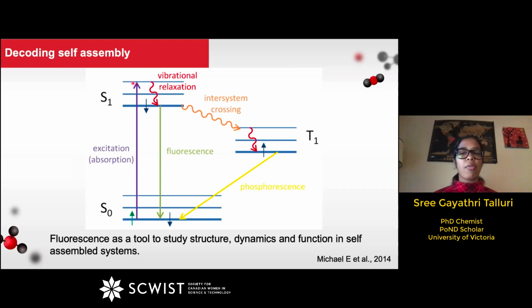Typically, it is on the order of 10 to 100 nanoseconds, and then it returns to the ground state. During this process, it emits either light or heat or both. The solid line from S1 to S0 indicates the processes which emit light, and the curved arrows indicate the processes which emit heat. The emission of light from S1 to S0 is called fluorescence. For the rest of my talk, I will focus on how fluorescence can be used as a tool to study structure, dynamics, and function in self-assembled systems.